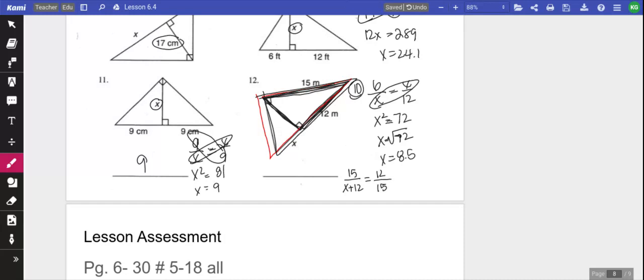So when I multiply, 15 times 15 is 225. Distribute here gives me 12X plus 144. 225 minus 144 is 81. 81 divided by 12 is 6.75.